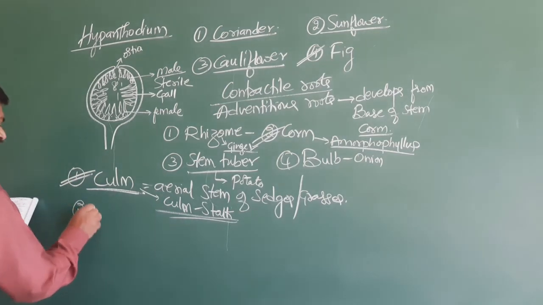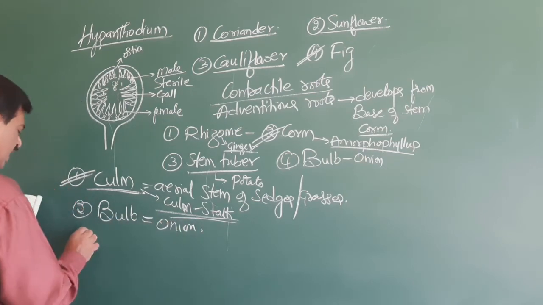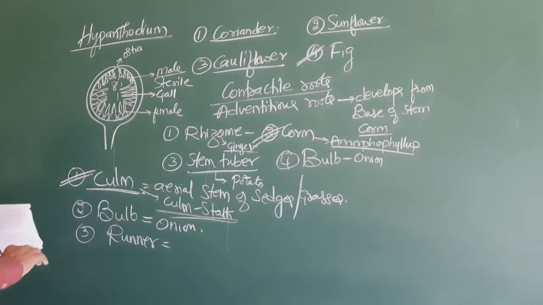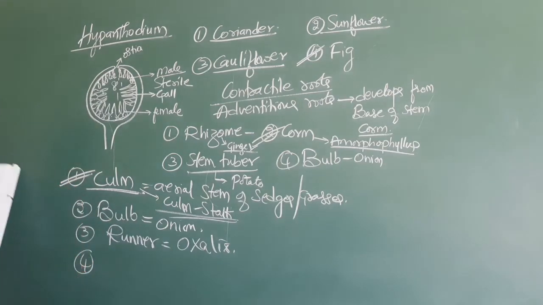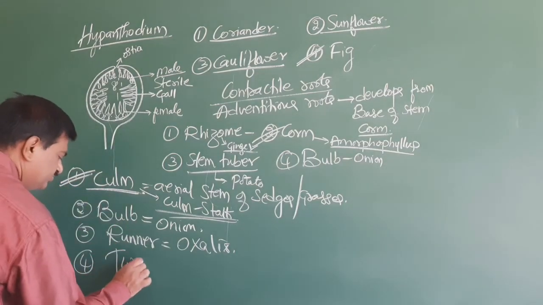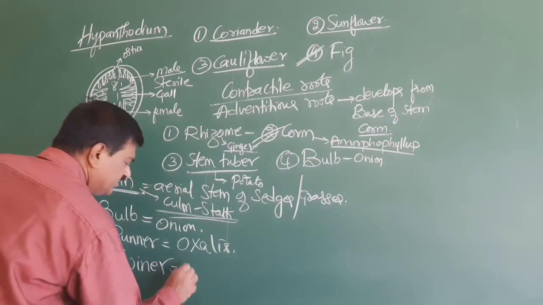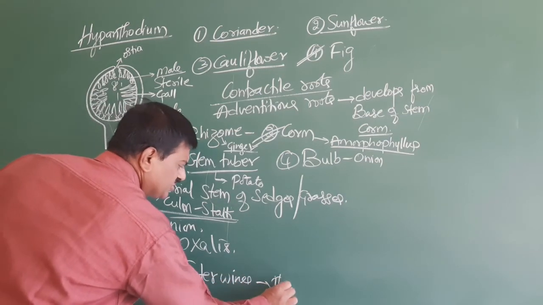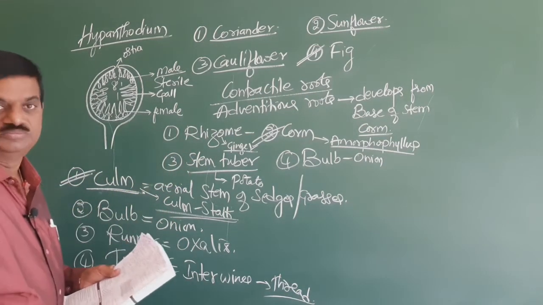The second one is bulb. Bulb can be noticed in the onion. In the third option, we see runner. Runner is nothing but a subaerial stem modification. They grow horizontal to the soil. So runner can be noticed in Oxalis. Whereas the fourth option is twiner. Twiner is nothing but thread-like, winds like thread-like structures. So here the right answer is clump.